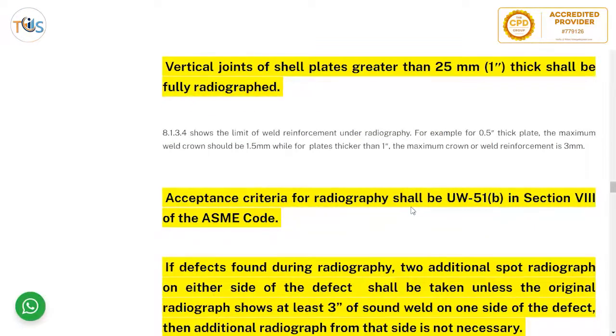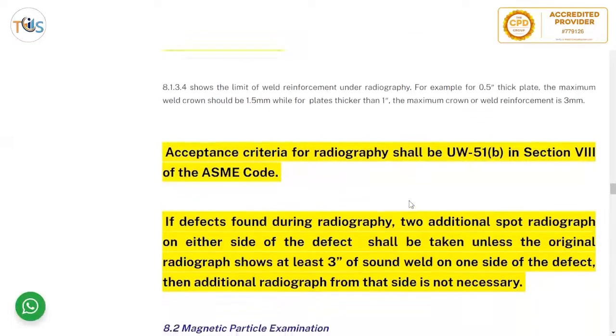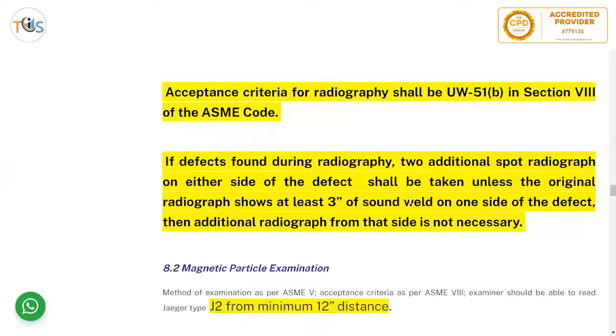Vertical joints of shell plates greater than 1 inch thick shall be fully radiographed. And 8.1.3.4 shows the limit of weld reinforcement under radiography. For example, for a half inch thick plate, the maximum weld crown should be 1.5 millimeter, while for plates thicker than 1 inch, the maximum crown or weld reinforcement is 3 millimeter. Acceptance criteria for radiography shall be as per UW-51(b) in Section 8 of the ASME Code.